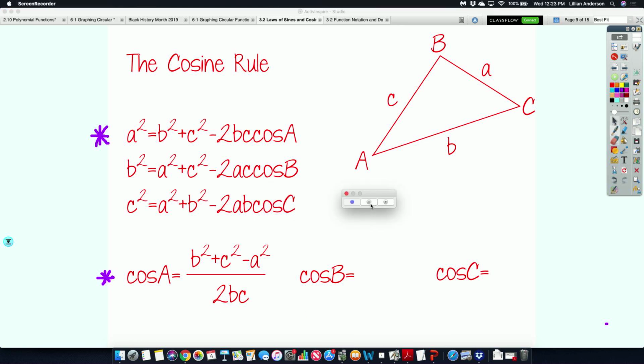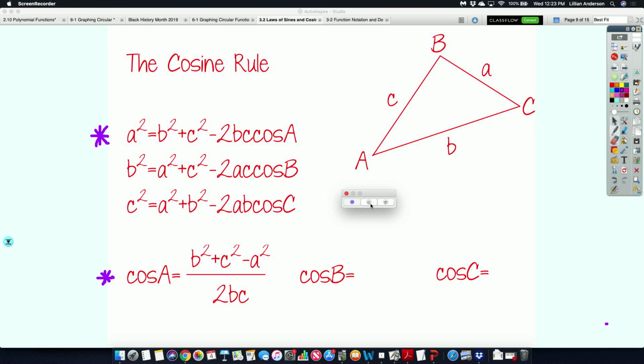The cosine rule or law of cosines is used when you're given all three sides in a triangle, or you have two sides and an included angle. So side, angle, side, or side, side, side. Only those two is when you use cosine rule. Your do now, your problem of the day, would have been a cosine rule problem because you had two sides and the angle in between the two sides that you were given.